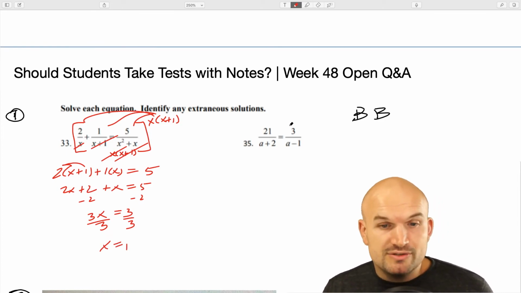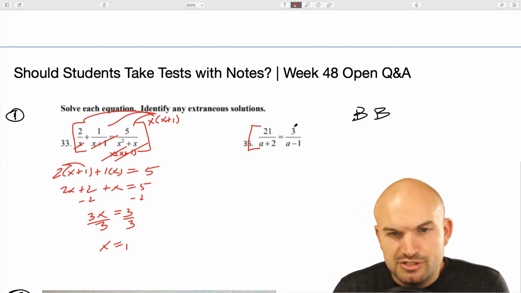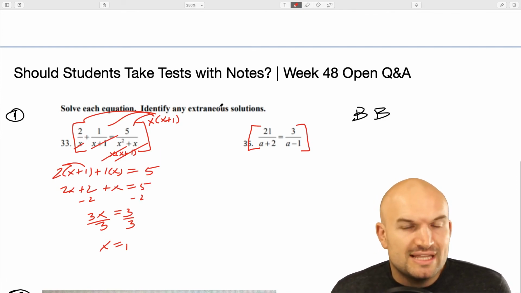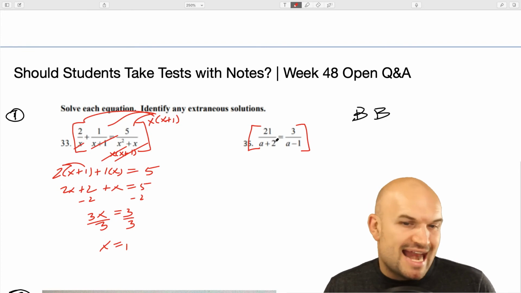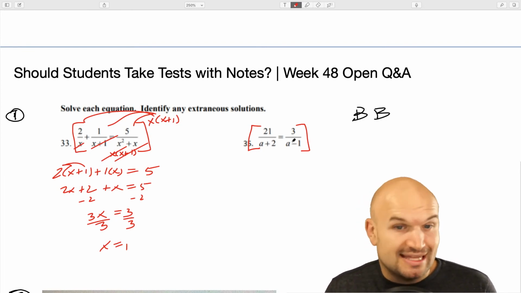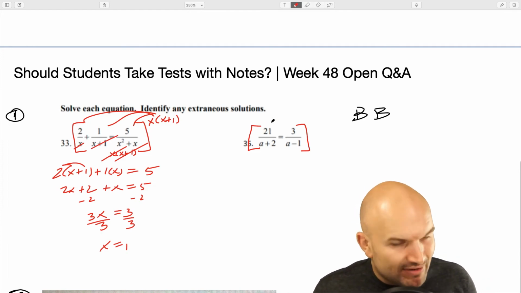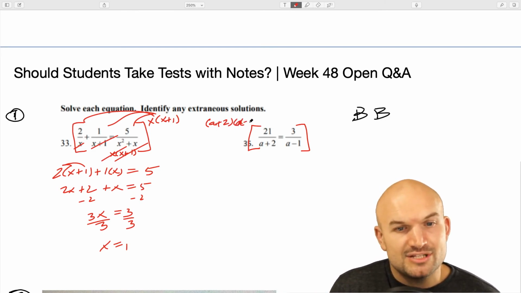Over here, you could do the same idea. You could also apply the cross product, which I don't like to do because students usually apply it incorrectly when they don't need to. But again, here, if you're looking for the LCD, they don't have any factors in common, right? A is a variable that they have in common, but it's not a factor of a plus 2 and a minus 1. So if they don't have any factors in common, the LCD is simply going to be the product of the two. So my LCD in this case is going to be a plus 2 and a minus 1.